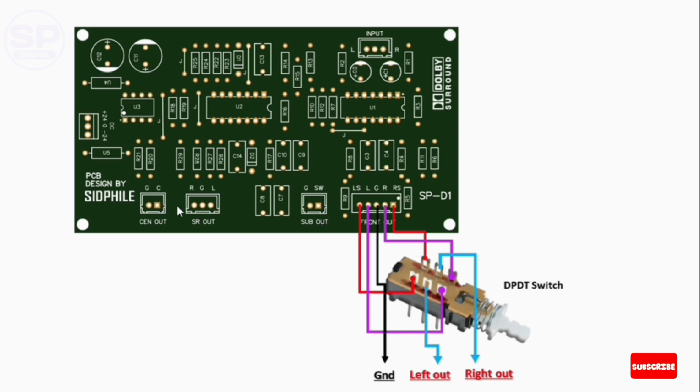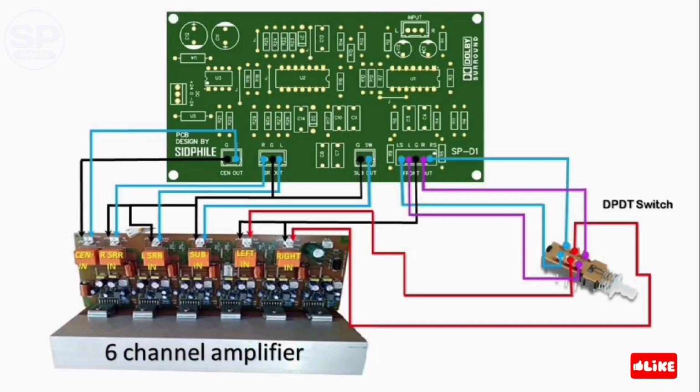Now let's see the connection for the amplifier. Here you have to use a separate 6-channel amplifier. For best results use a 100 watt 5-channel amplifier for surround, center and left right, and a mono 100 watt amplifier for the subwoofer. Use a 100k potentiometer, connected between the decoder board and the amplifier for all channels.